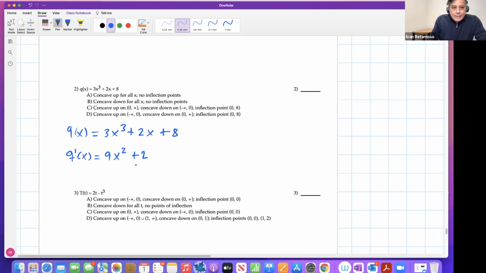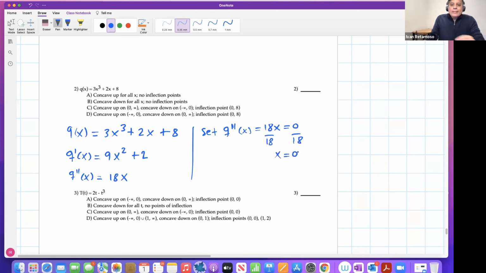Next I should compute the second derivative, which is going to be 18x, right? Now I am supposed to set the second derivative equal to 0, to see where the change of concavity will happen. So 18x equals 0. Dividing by 18 on both sides, I get that x equals 0 is that special point where the concavity changes.